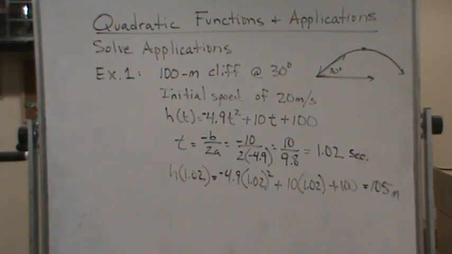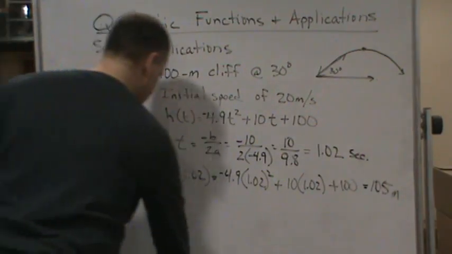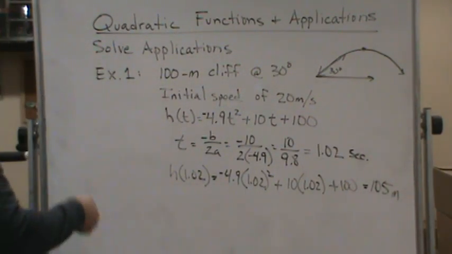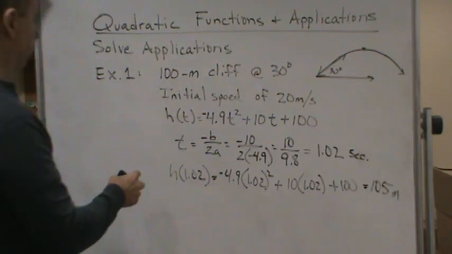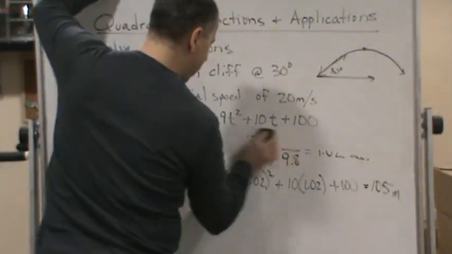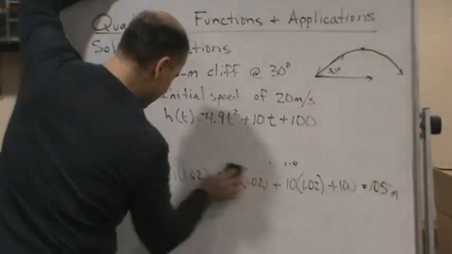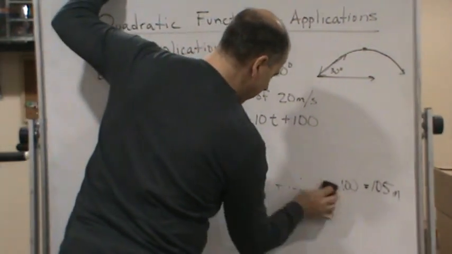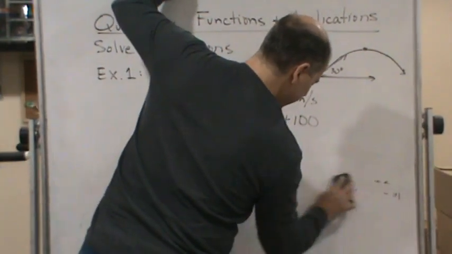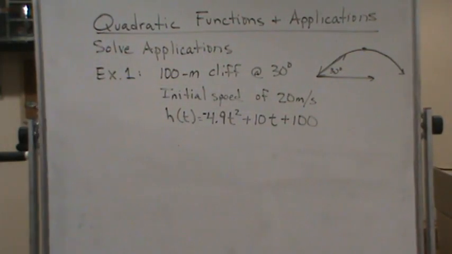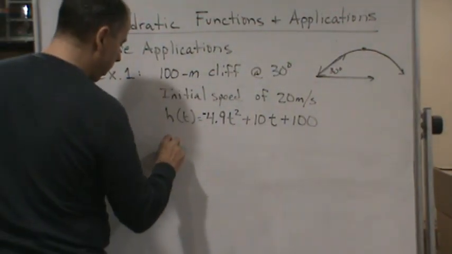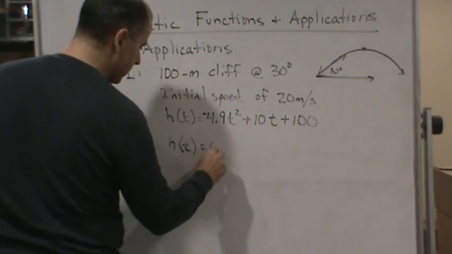Now the last thing they want us to do is determine when the stone hits the ground. Okay, so when does the stone hit the ground? That's when the height is equal to 0, right? So they want to know, at what time, how many seconds after release, does the stone hit the ground? So that means the height of the stone when it hits the ground is 0. So we've got to solve for h of t equal to 0.